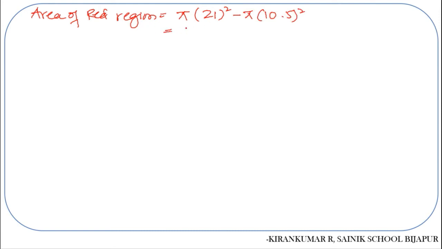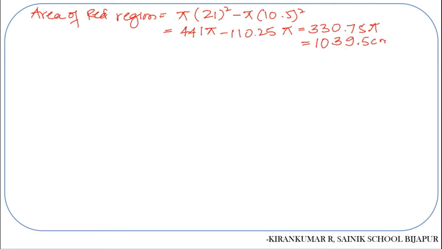Further, when we simplify, we get 441 pi, as 21 square is 441, minus 110.25 pi. Subtracting, we get 330.75 pi. If you take the pi value as 3.14, the approximate value we get is 1039.5 centimeter square. This is the area of the red region.